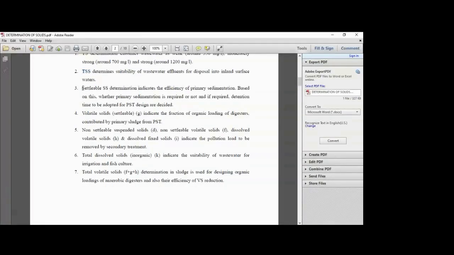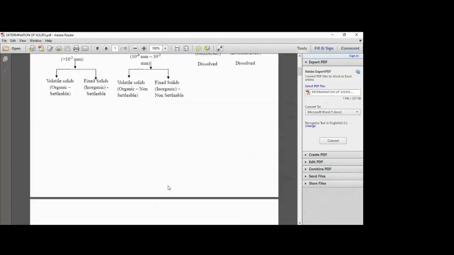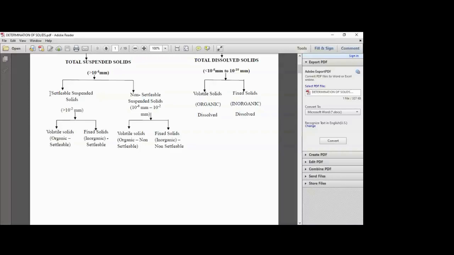Again, settlable solids determination indicates the efficiency of the primary sedimentation. Based on this, it is decided whether the primary sedimentation tank is required or not, and if required, the detention time to be adopted for the PST design. This is a very interesting thing. Take the settlable suspended solids fraction. If these solids are less, there is no requirement of your PST, right? So the settlable suspended solids is less.